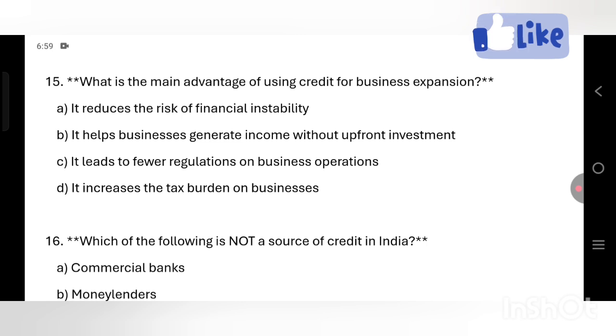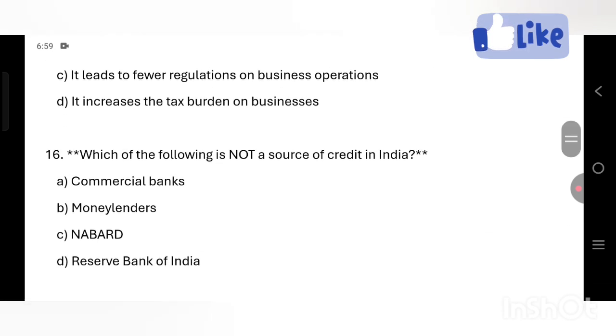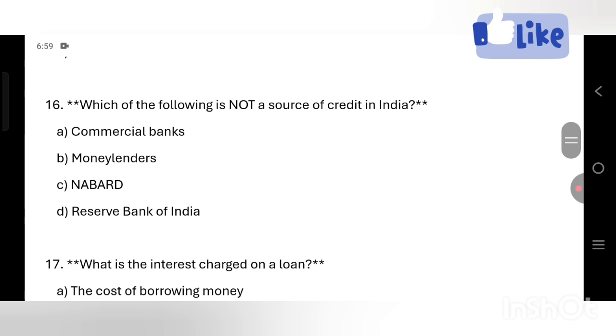Next question, question number 16. Which of the following is not? The question is in negation. Be mindful of these questions. Which of the following is not a source of credit in India? Option A, commercial bank. Option B, moneylenders. Option C, NABARD. Option D, Reserve Bank of India. Correct answer is D, Reserve Bank of India.